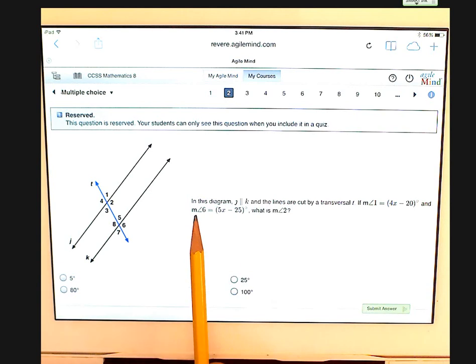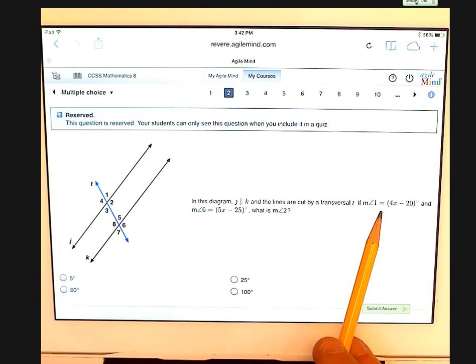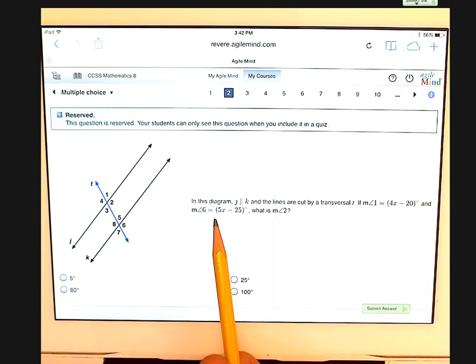In this diagram, J is parallel to K, and the lines are cut by a transversal T. If the measure of angle 1 equals 4x minus 20 degrees, and the measure of angle 6 equals 5x minus 25 degrees, what is the measure of angle 2?